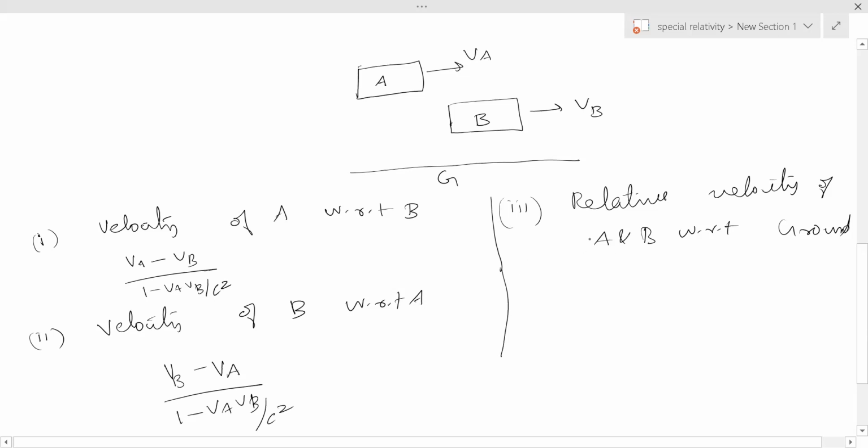Here, this situation is different. What's the relative velocity of A and B with respect to the ground? That would be simply VA minus VB.